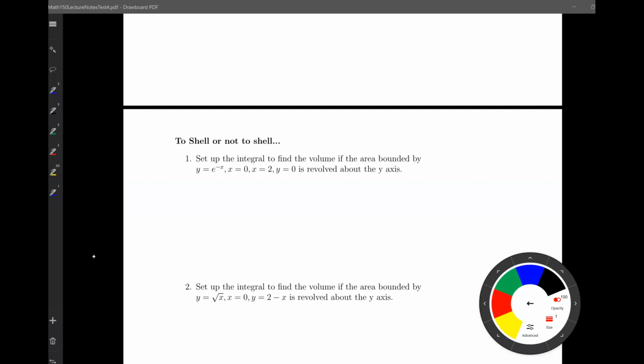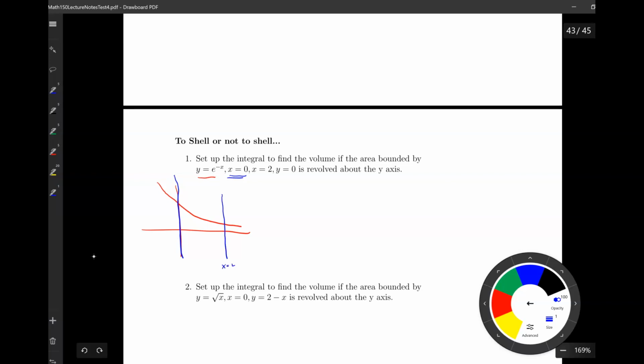All right, so let's try our practice at graphing and finding out how to build the rectangles and what the shells are looking like. So x equals 0 looks like this. x equals 2 is here. And then you know that y equals 0 is this.